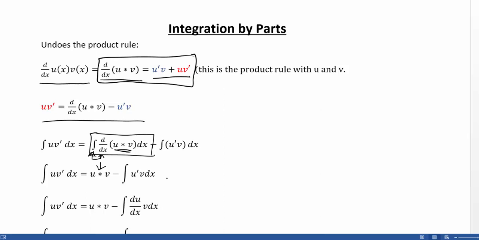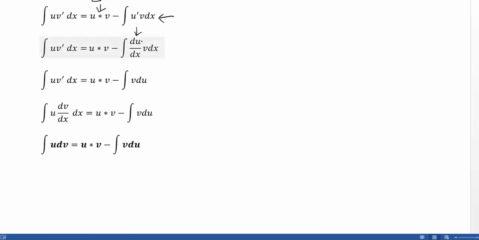Now, this last term, we have u prime times v dx. We can write u prime with Leibniz notation instead of Newtonian notation, which is du dx. This is important. So now that we've written this as du dx times v dx, we can see that the dx's are going to cancel. And that leaves us with a v and a du. So since we usually write our d term at the end, this becomes the integral of v times du.